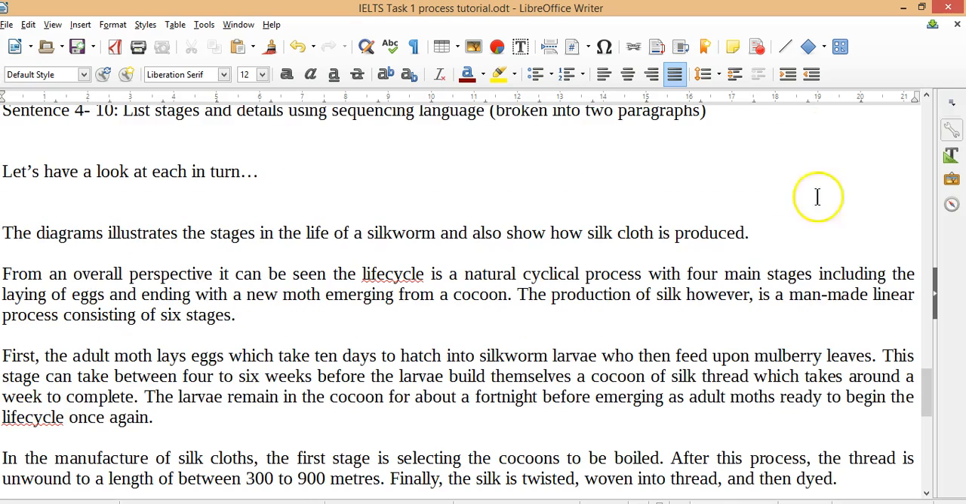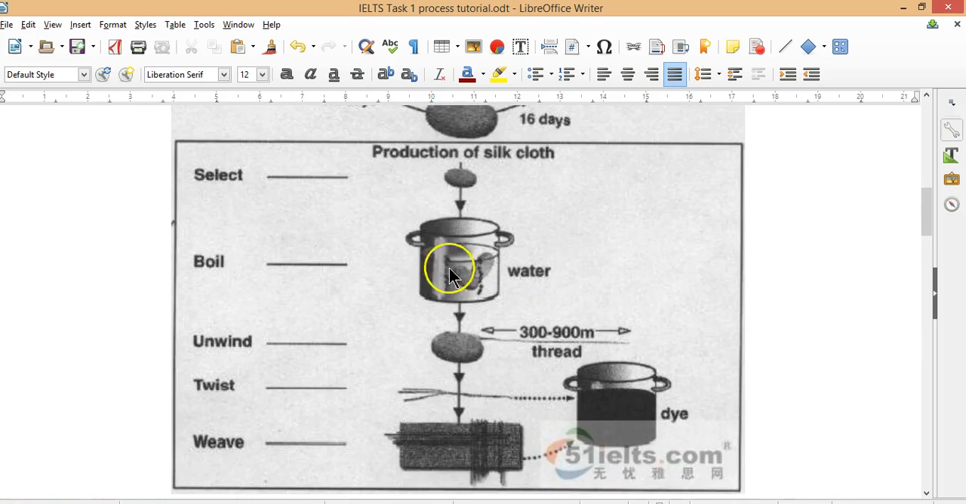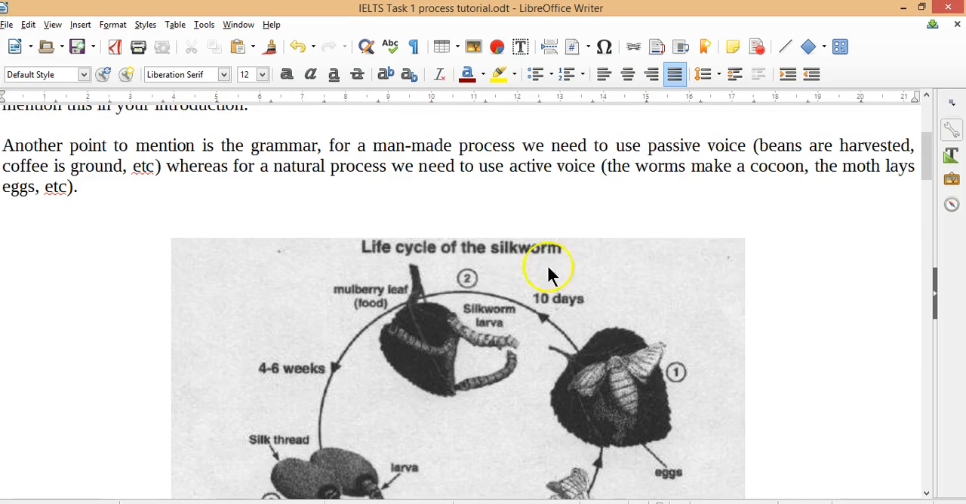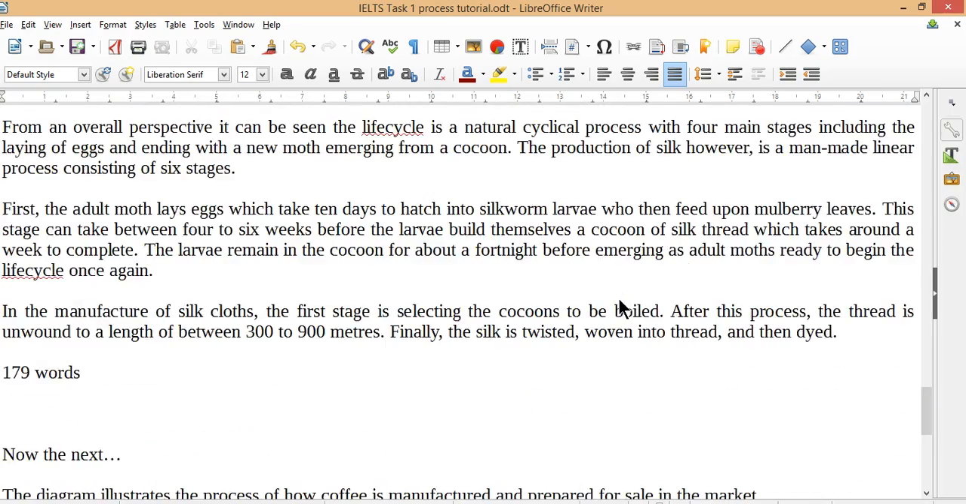So paraphrase the question. The diagrams illustrate the stages in the life of a silkworm, and also show how silk cloth is produced. Production, silk cloth, life cycle of a silkworm. Okay, so that's not too bad.